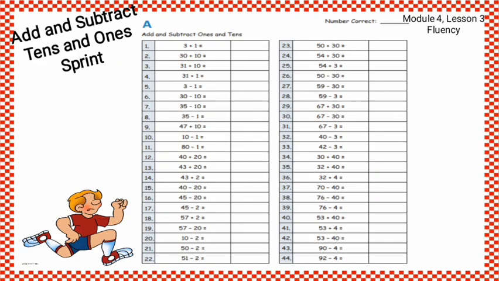But before that, let's see our fluency practice. Are you with your sprint? Now we are going to add and subtract tenths and ones sprint. This is very easy. 3 plus 1, 30 plus 10, 31 plus 10, 31 plus 1. This sprint activity is going to help you develop how to quickly add within your tens and your ones. When you look at it, you'll notice that the numbers are the same. There's not much difference between tens and ones, only the presence of zeros.